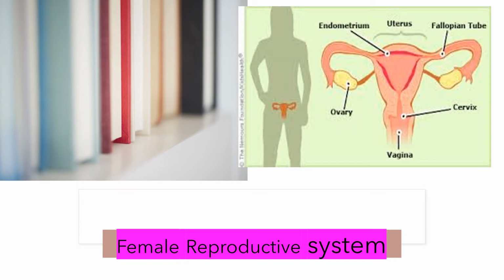Now the ovaries are what contain the eggs. And then you have a cervix and a vagina. And we'll talk further about what their role is on the next slide. So all of this is located within the female pelvis.